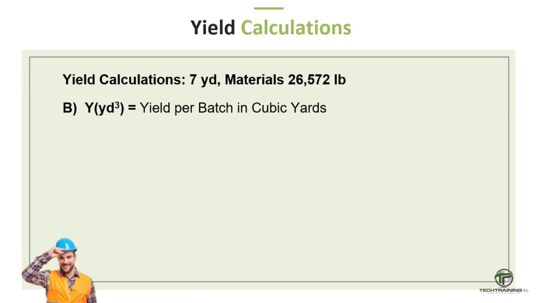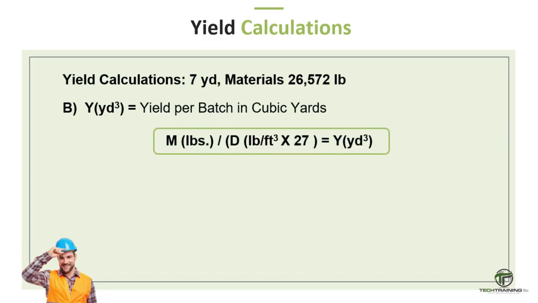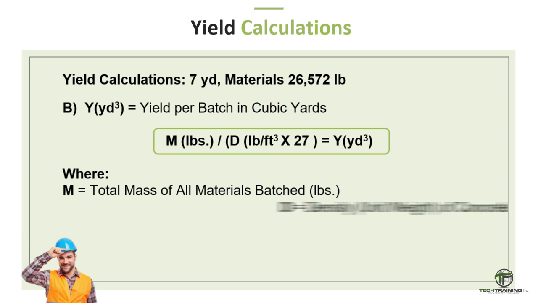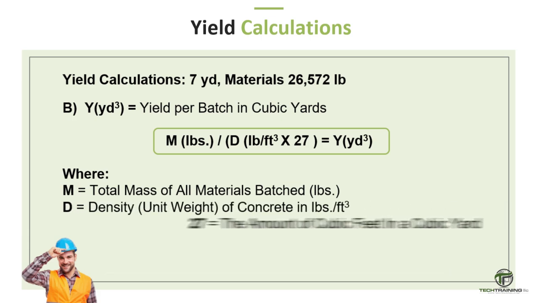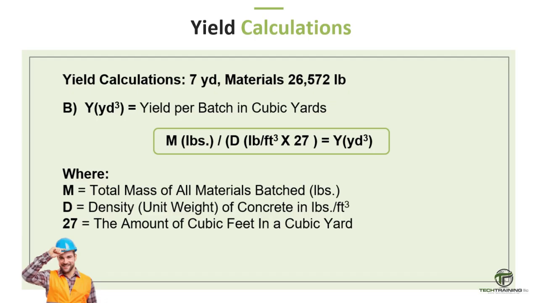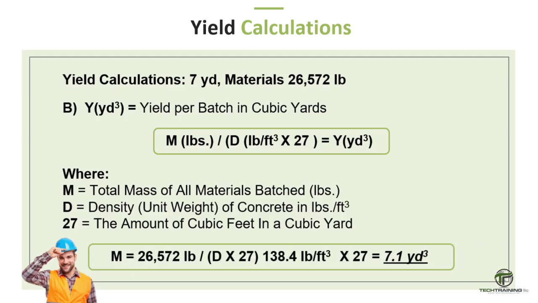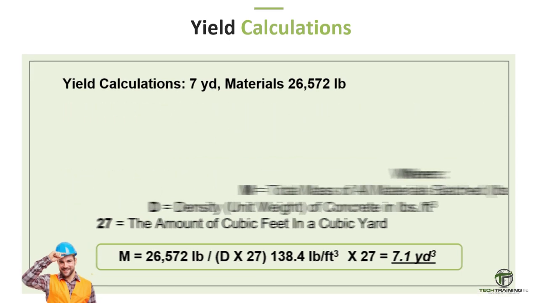To calculate our yield in cubic yards, the calculation is m divided by d times 27. M, again, is the weight of all materials batched. D is the density, or unit weight, and 27 is the amount of cubic feet in a cubic yard. So here, we ordered 7 cubic yards of concrete. But how much did we get? 26,572 pounds divided by 138.4 times 27, or 3,737, equals 7.1 cubic yards. So here, we are pretty much on target, maybe slightly over-yielding.